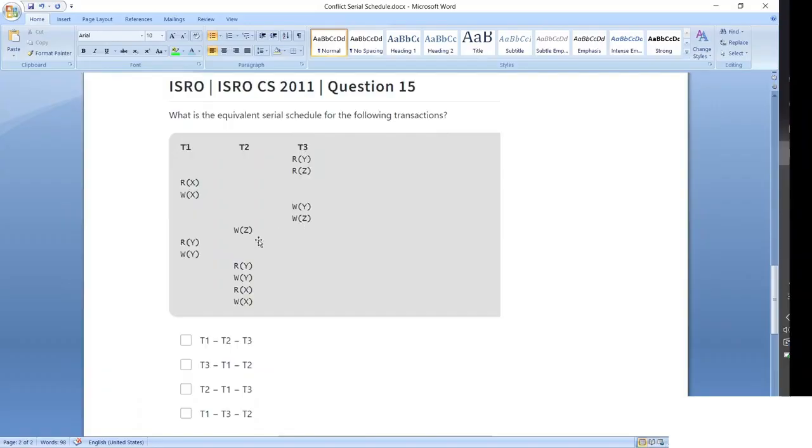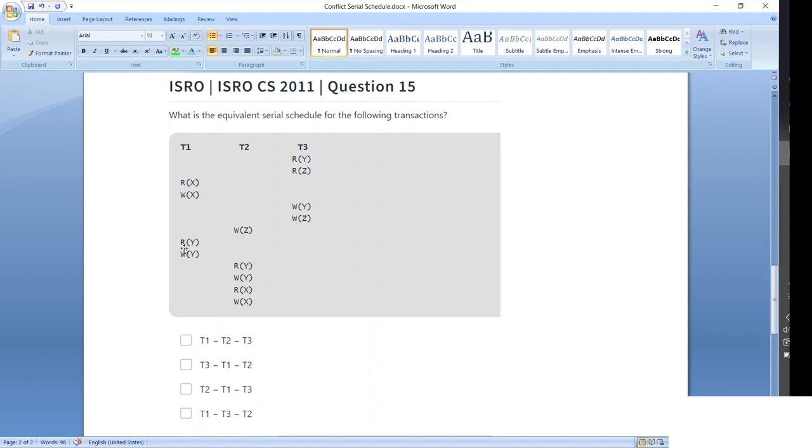Read on Z. Write on Z. Read on Z. Write on Z. Yes, here a write was done. Again T3 to T2, already drawn. No problem, and here there is no problem. Now write on Z. Now T3 is over. Here T3 is over. Now T2 is doing a write on Z. Check any read on Z. No, there is no problem.